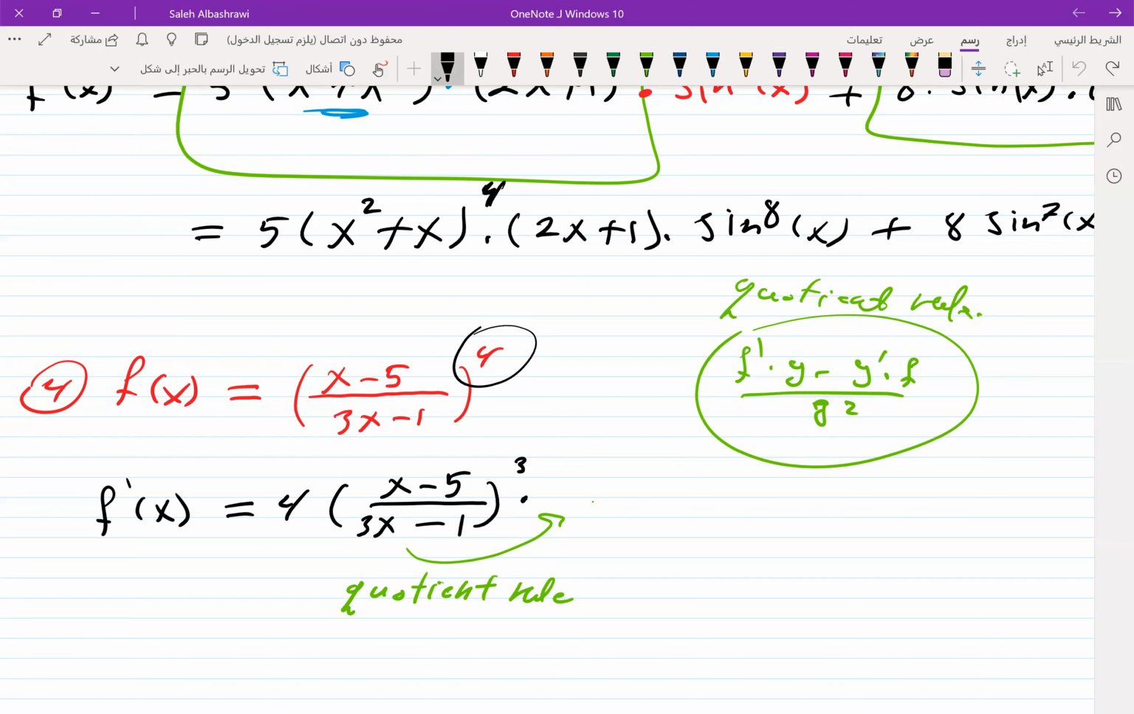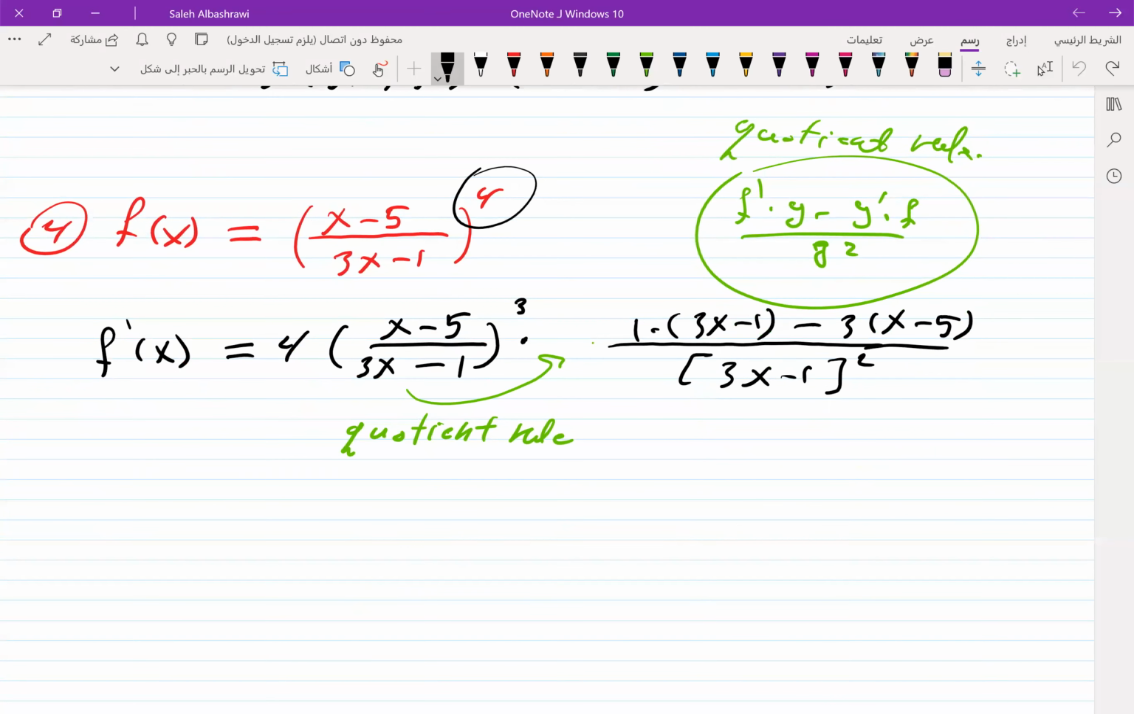So the derivative of this function will be now over the denominator squared, which is (3x minus 1) squared. Now the derivative of the numerator is 1 multiplied by (3x minus 1), minus the derivative of the denominator, which is 3, multiplied by (x minus 5). So this is the derivative. We are done with finding the derivative. What is remaining will be only the algebra.